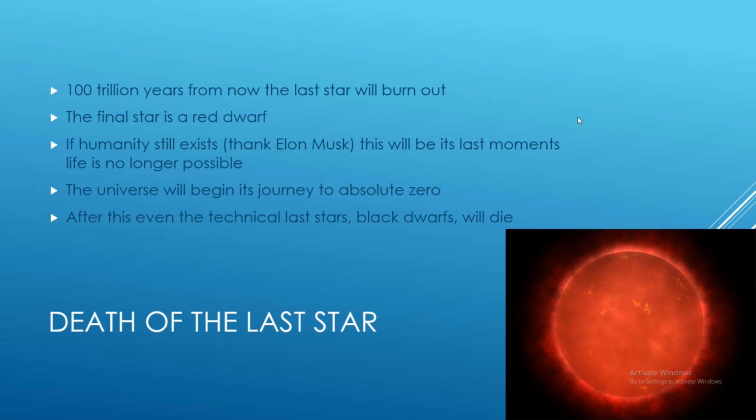Next slide. Okay. So, it may sound weird, and it really is weird, but death of the last star. How many of you did I just lose? Okay, quite a few. So 100 trillion years from now, well, kind of 100 trillion years from now, we're not entirely sure, but about 100 trillion years from now, the last star will burn out, right? And the final star is a red dwarf, and if humanity still exists, first thing you should do is thank Elon Musk, and yeah, this will be the last moments of life. Because that's no longer possible after the star dies. And the universe kind of gets to begin its journey to absolute zero.